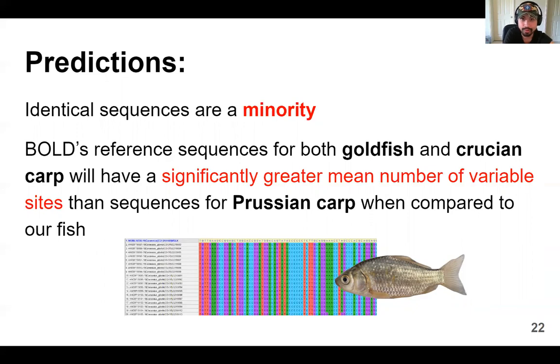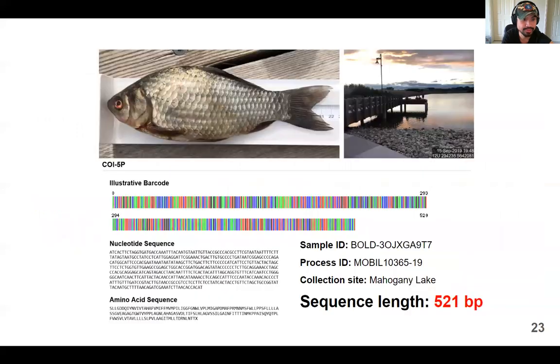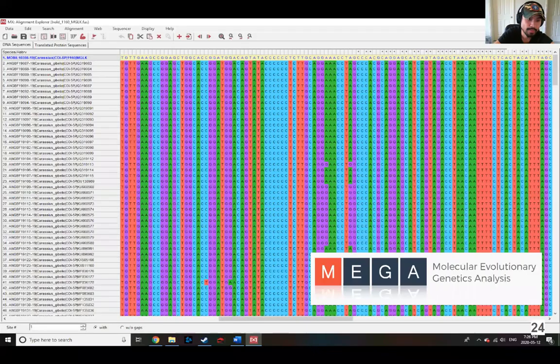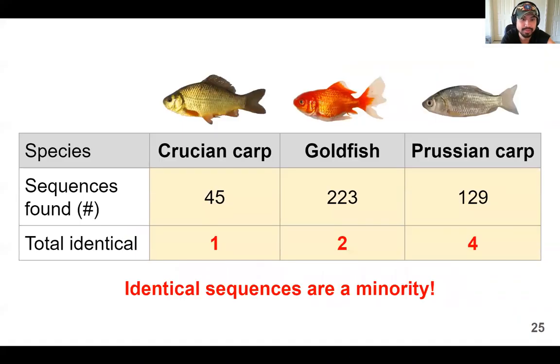So to determine the number of variable sites that each of BOLD's publicly available sequences for those 3 species have compared to our query sequence, all we had to do was take our longest sequence from Mahogany Lake, which is 521 base pairs long, and align it using genetics alignment software with sequences for goldfish, Prussian carp, and Prussian carp that were publicly available in BOLD's reference library in order to find those variable sites.